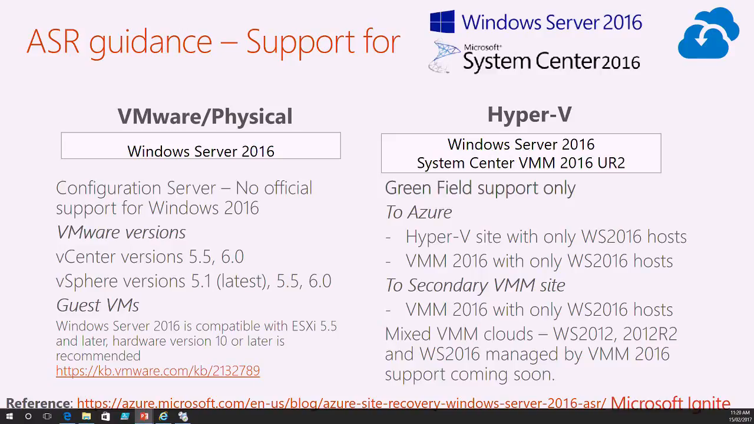The Hyper-V scenario is greenfield support only. What does greenfield support only mean? It means that you have to run a pure 2016 environment to support ASR with Hyper-V. So your Hyper-V site only has 2016 hosts. Your VMM 2016 is managing 2016 hosts only. You can't have VMM 2016 managing 2012 R2 hosts and 2016 hosts. So that's the mixed scenario. The mixed cloud support will be coming soon, and they'll probably support that with an update release.